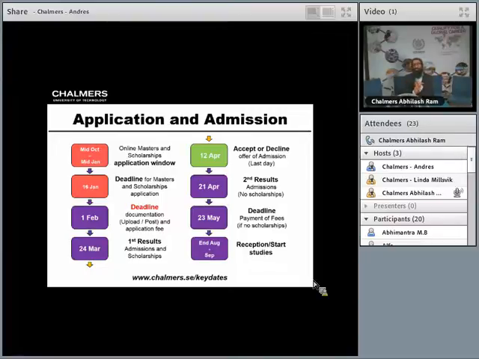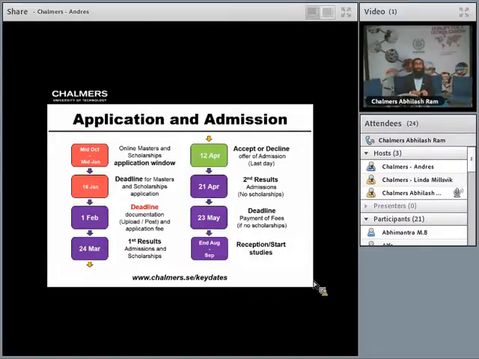This deadline is for two things. One, to ensure that your documentation has been submitted. Two, that your application fee has been submitted. This is very important for your application to be considered valid. Any change you make to your application, that is, if you remove a program, it's okay. But if you add a program now to your application, it will be considered a late application to that program.